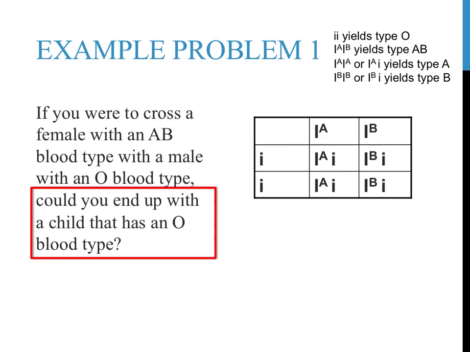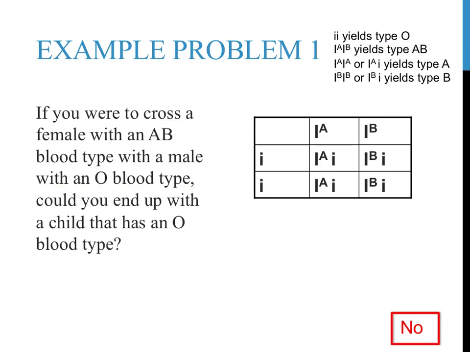Now that you have all the parental information for this Punnett square, you can fill it out and answer the question listed at the bottom. Could you end up with a child that has an O blood type? Referring to our key, you can see that only one genotype will yield an O blood type, which is lowercase i, lowercase i. Now it's just a matter of looking at the boxes within the Punnett square to see how many individuals have this particular genotype.